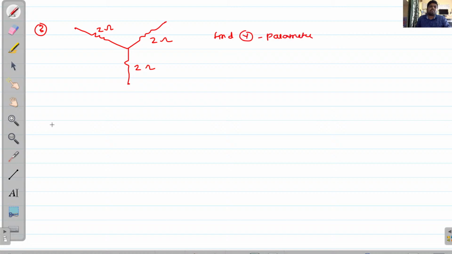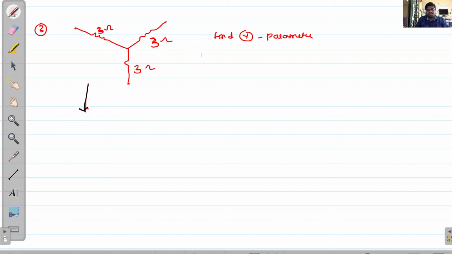Find Y parameters. So first you need to convert this entire network into a delta network. Okay, that is the conversion of a Y to delta. You can take this one as 3 better, easy for evaluation. This is 3 ohm, right? All are 3 ohms. So now you can convert Y to delta.